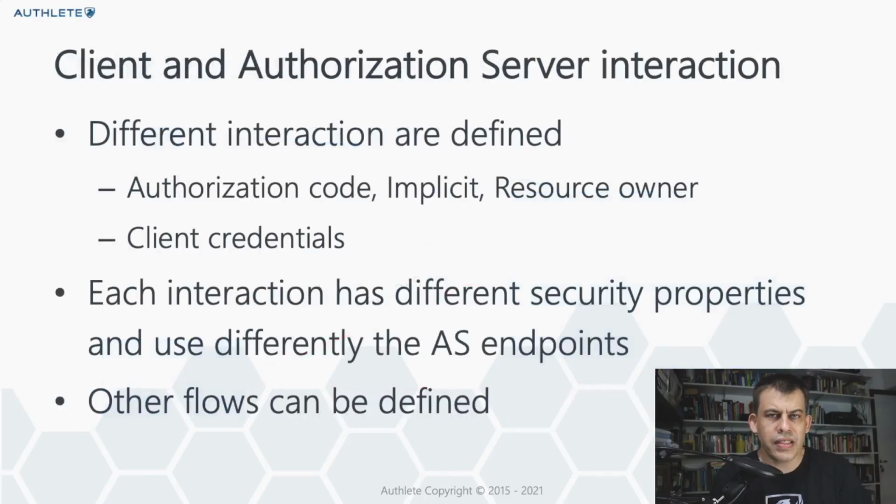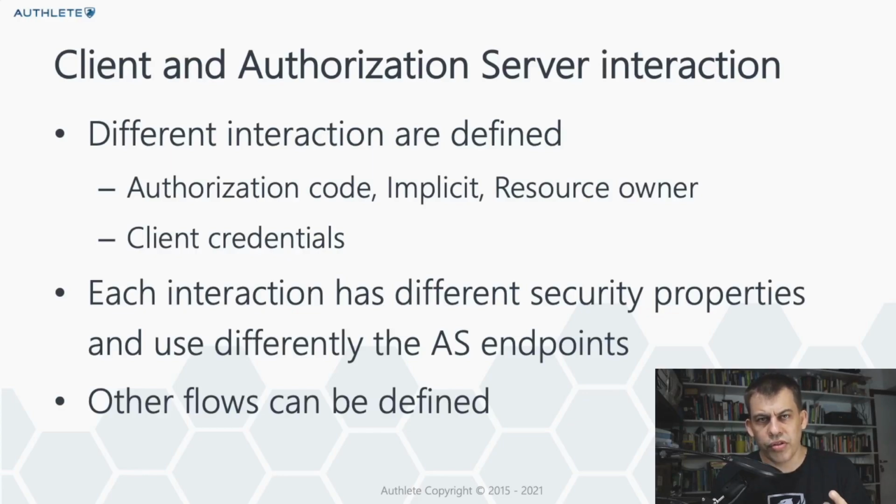So how exactly is the interaction between the client and the authorization server? It varies upon multiple factors, multiple use cases. The OAuth specification defines 4 different flows, I would say, that specify different ways the client can interact with the 2 endpoints that are provided by the authorization server.